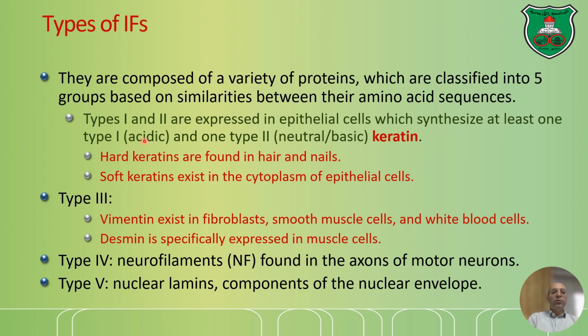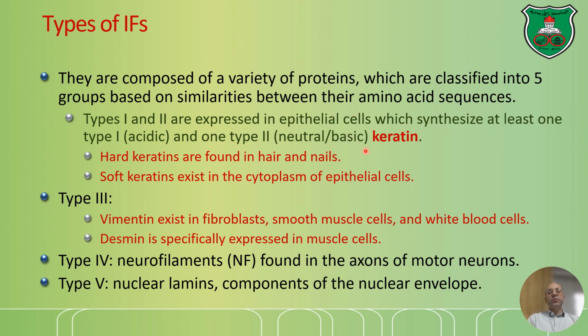Types 1 and 2 are found in epithelial cells, and the intermediate filaments are synthesized as acidic filaments or neutral or basic filaments. So type 1 intermediate filaments are acidic, type 2 are more neutral or basic. A good example is keratins, and keratins exist in epithelial cells.